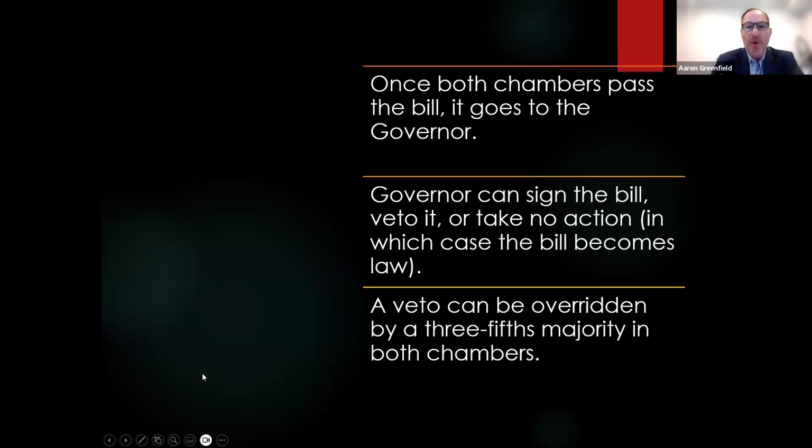So once both chambers pass the bill, it goes to the governor, and the governor can take a couple of different actions. The governor can sign the bill, in which case it becomes law. He or she can veto the bill or take no action. If the governor vetoes the bill, it can be overridden by a 3/5 majority in both chambers. If the governor takes no action, the bill will become law in a matter of days. So that's important to note. But veto overrides require a 3/5 majority in each chamber.